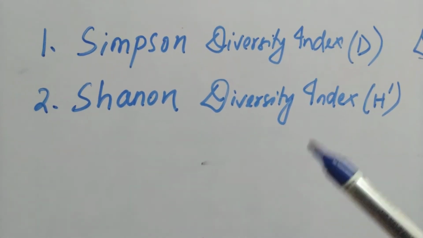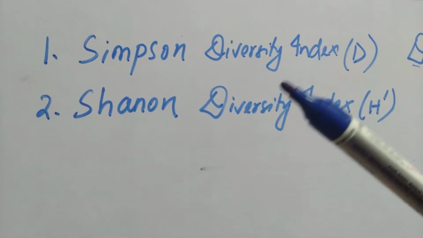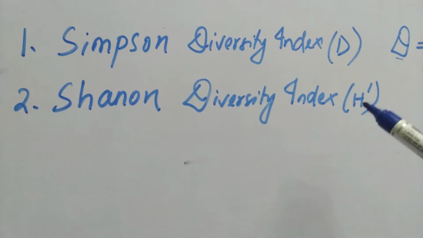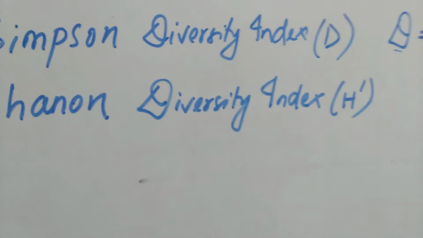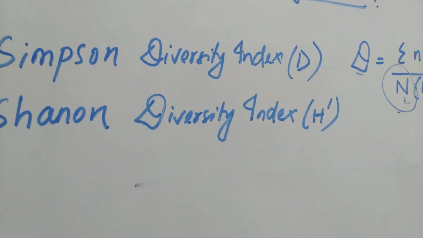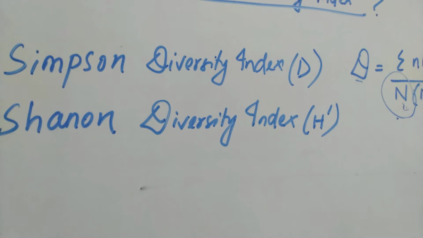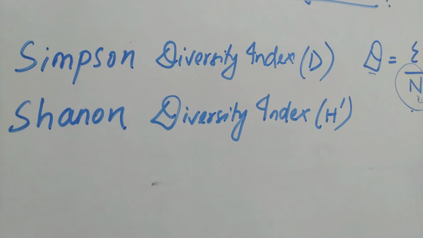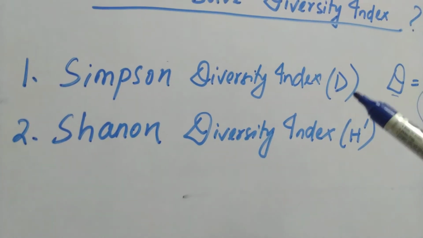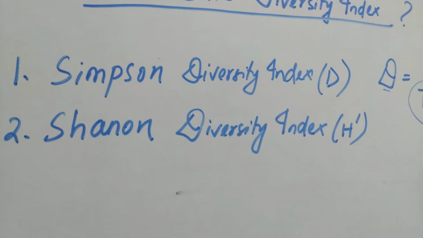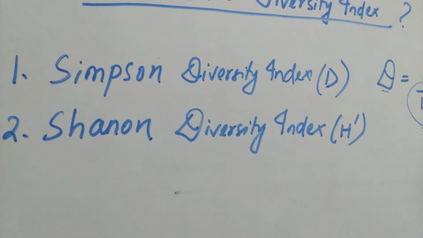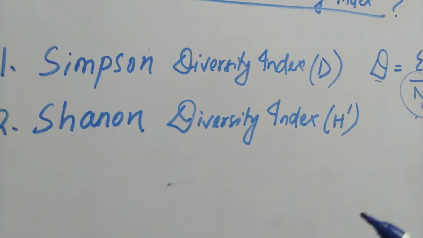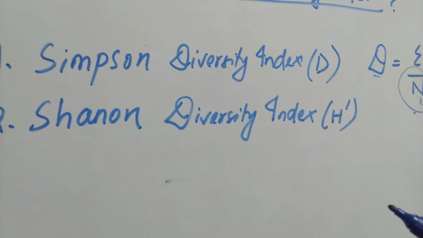The next one is the Shannon diversity index. The first one was Simpson and the second one is Shannon. The Shannon diversity index is denoted as H dash. It denotes species richness and species evenness. The first one tells about the diversity of a particular sample, while the Shannon diversity index tells you about species richness and species evenness. I'll explain that.